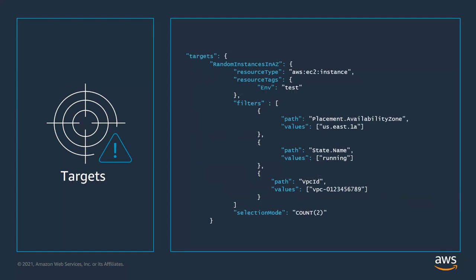And this is the JSON representation of targets, where we're using a filter to target only instances that are running in a specific availability zone, for instance. We can also add tags to refine that selection, so we can specify tags on certain EC2 instances that are chaos ready, for instance.